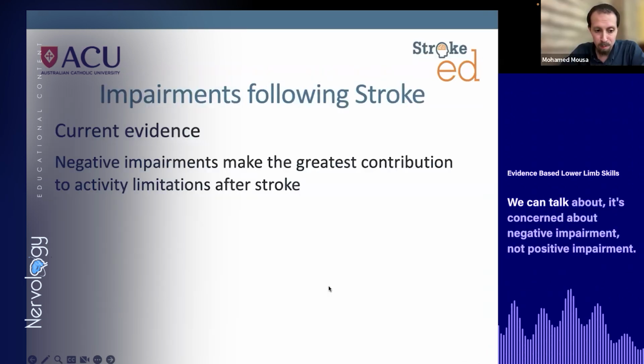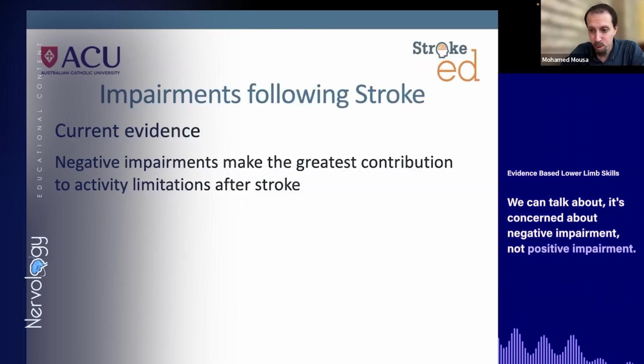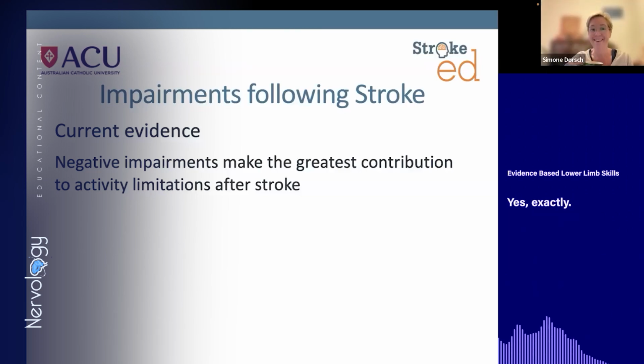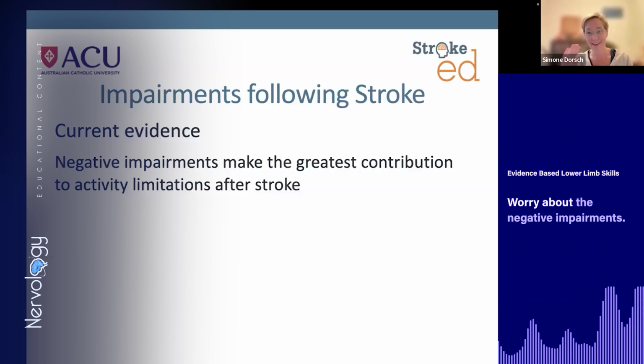We can talk about it as a concern about negative impairments, not positive impairments. Yes, exactly. That's right. Worry about the negative impairments.